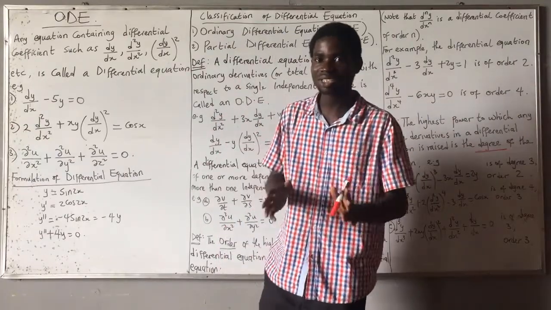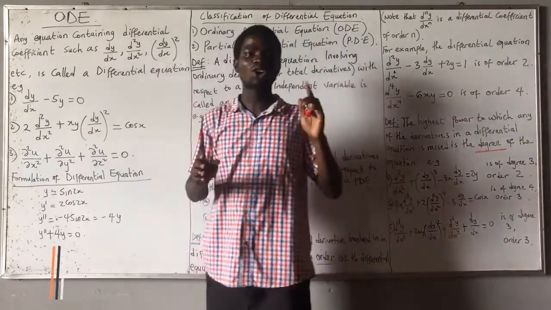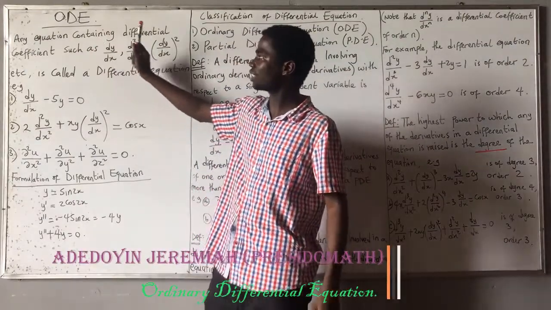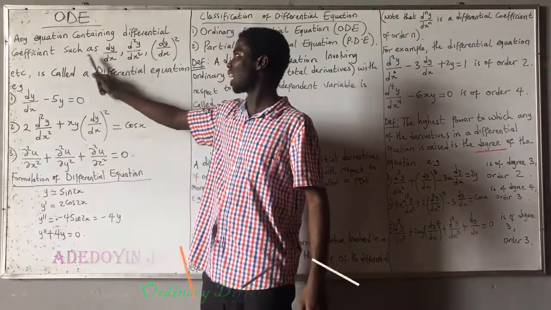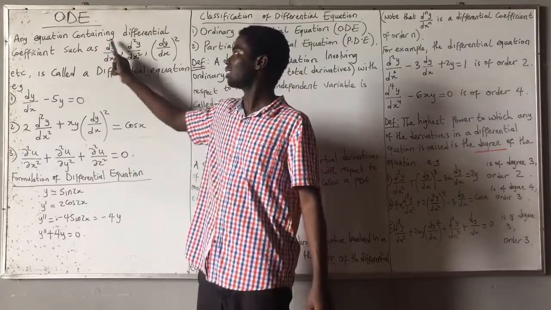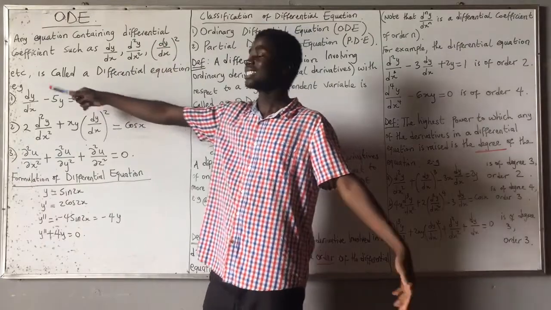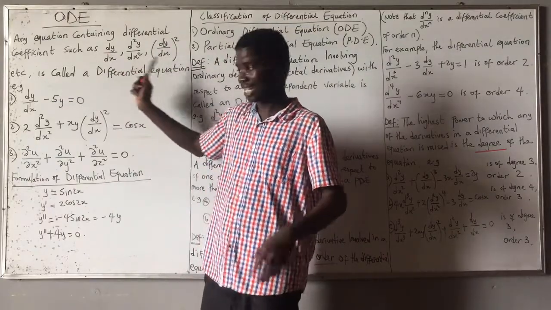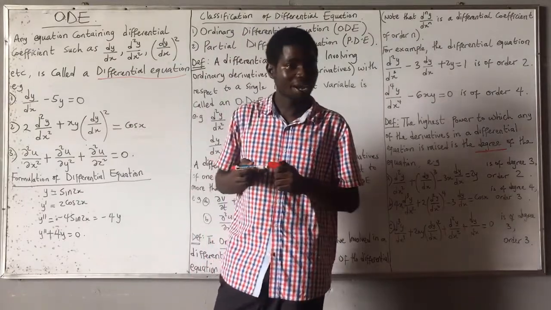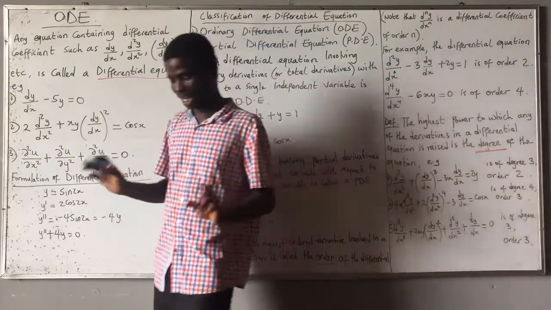There are some background things you need to know about differential equations. So I wrote ODE. ODE means ordinary differential equation. Now, whenever you see an equation containing differential coefficients such as dy/dx, d²y/dx², or (dy/dx)², you can have anything containing that, it's called a differential equation. So how do you identify a differential equation? Whenever you see something like this, it is a differential equation. Do you understand?